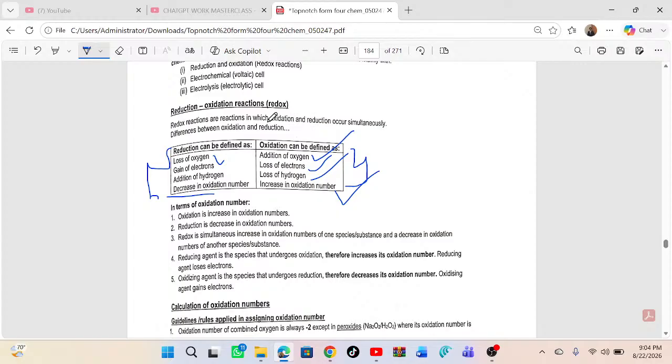For example, unaweza amua tu ushike tu reduction. Unaweza amua ushike tu reduction peke yake. So in exam situation, unaandika tu ile reduction ambayo ulikuwa unakumbuka, and then the oxidation will be automatically opposite.